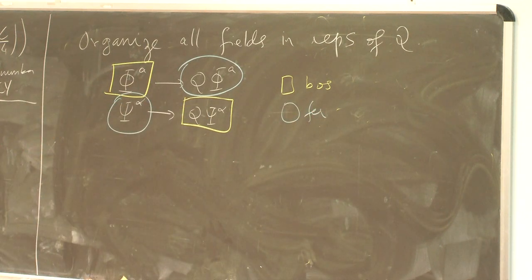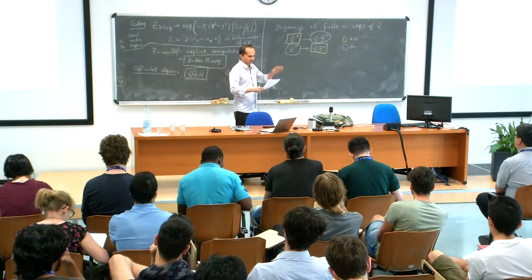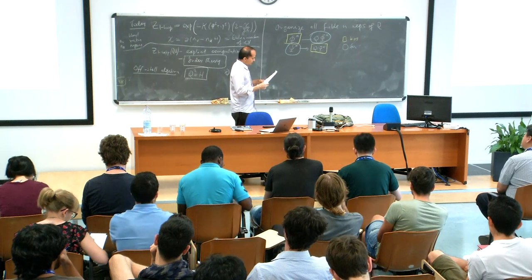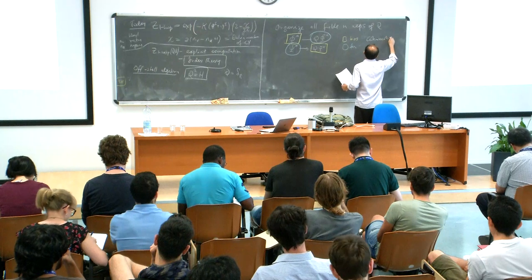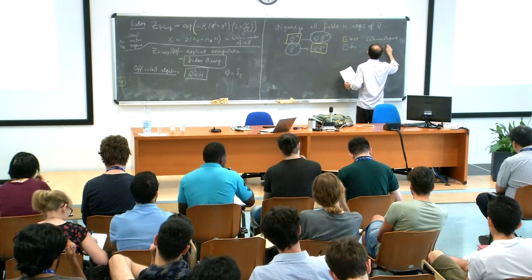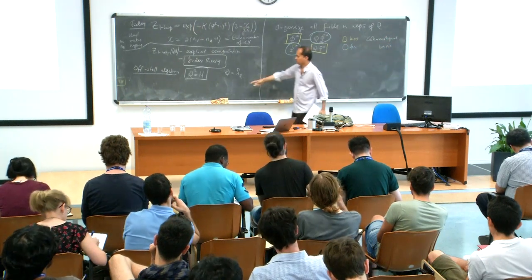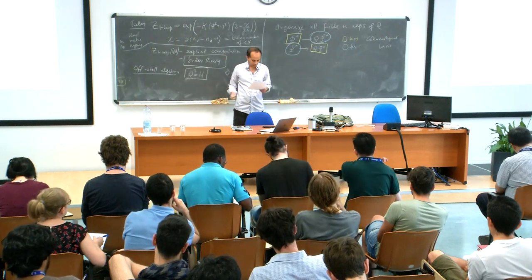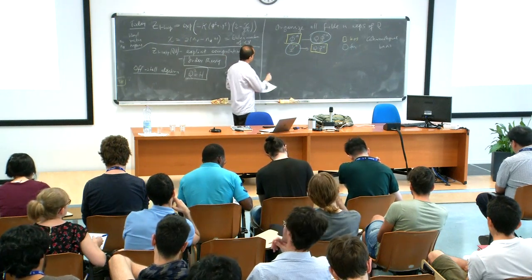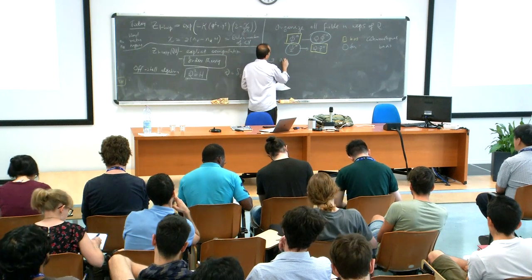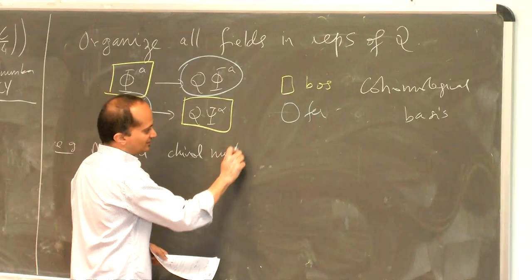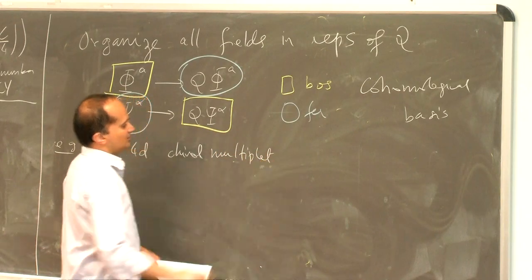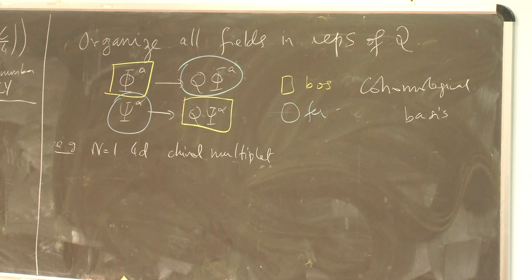Let me just tell you an example instead of telling you formally what this means. I'll just work this out in an example. It'll become immediately clear what I'm doing. So this thing is called the cohomological basis. Cohomology because you have some equivariant cohomology of this Q, as Leopoldo talked about. Let me just do an example. So take N equals 1, 4 dimensions, chiral multiplet. If you've done any supersymmetry, this is the first example that you see.